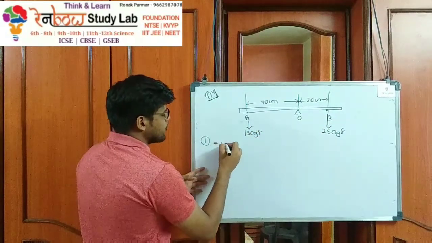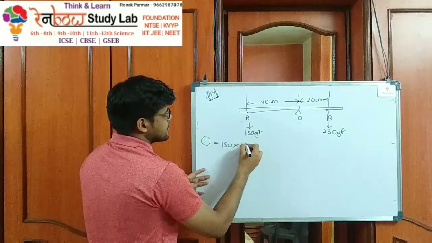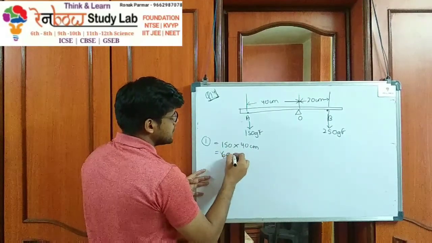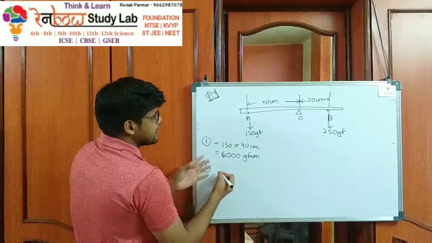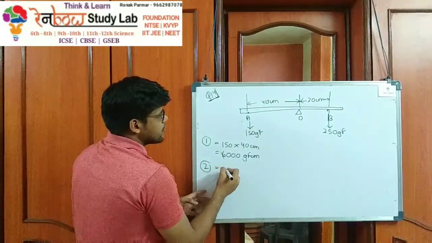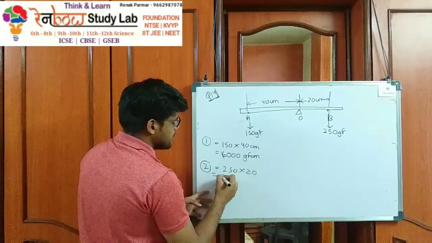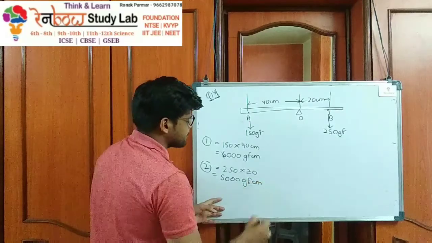So total force is 150 and distance is 40 centimeter. So it will be 6000 gf centimeter. Second part, clockwise. Your weight is 250 gf and distance is 20 centimeter. So it will be 5000 gf centimeter.